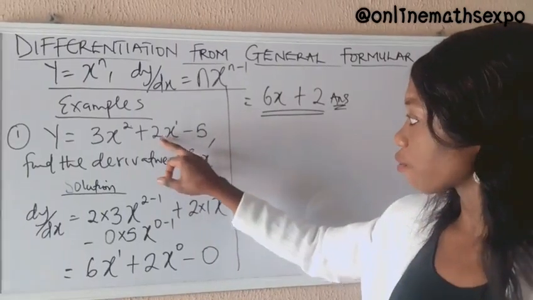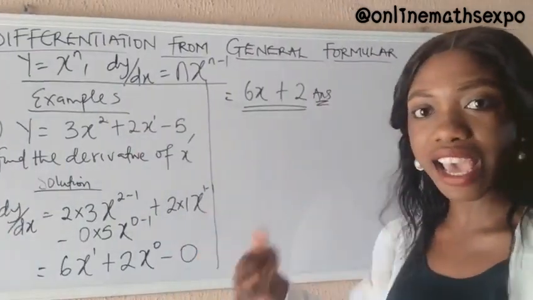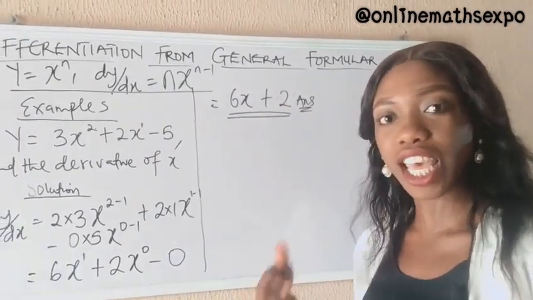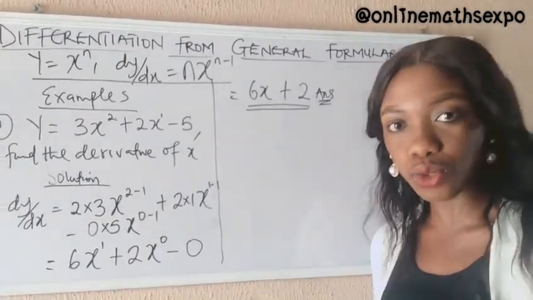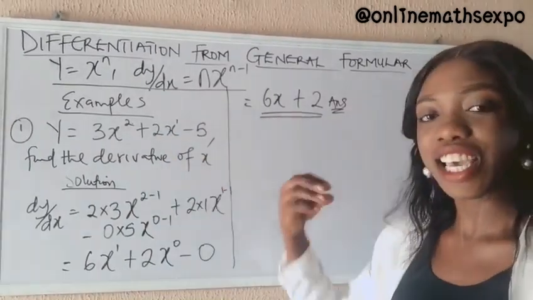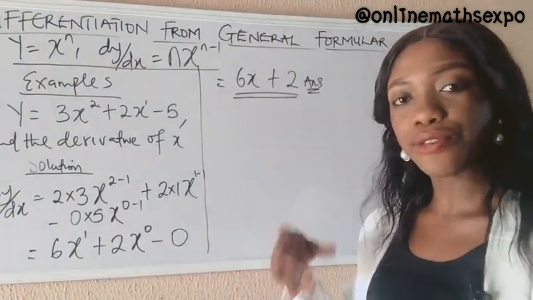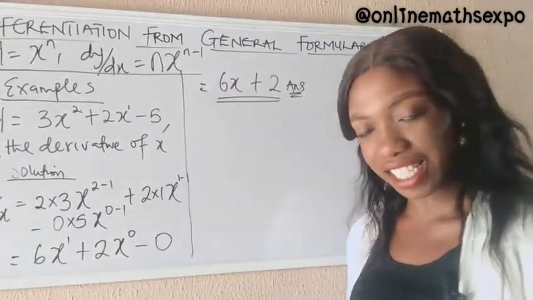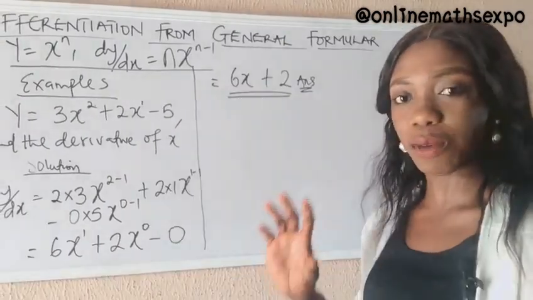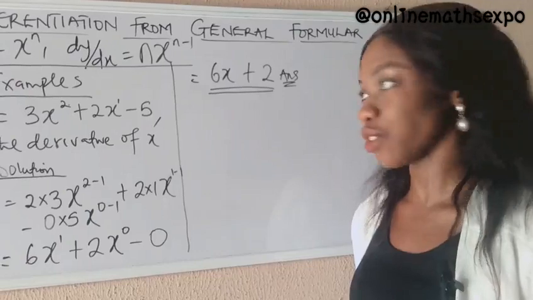Now, in this, we have 2x. Each time you are differentiating a number like 2x, 5x, 10x, 100x, 20x, it gives you that number, the coefficient. So if I'm differentiating 2x, it is 2. If I'm differentiating 100x, it is 100. If I'm differentiating minus 10x, it is minus 10. So these are some secrets I want you to know to reduce the stress of differentiation.